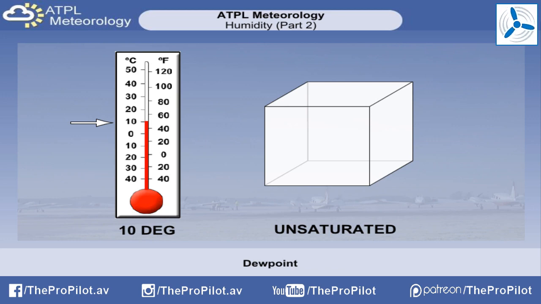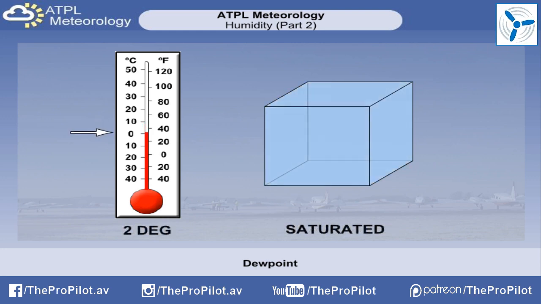The dew point of the air is the temperature to which air must be cooled at constant pressure to reach saturation. Do not confuse this with the wet bulb temperature. They are different things. The dew point of the air will only change if the amount of water vapor in the air changes.